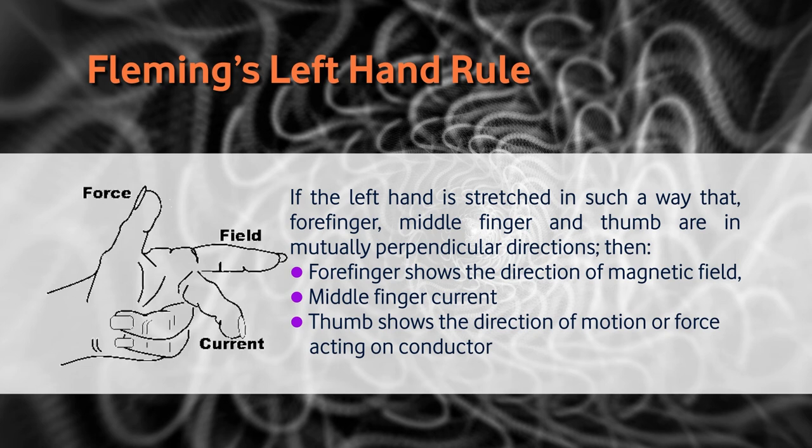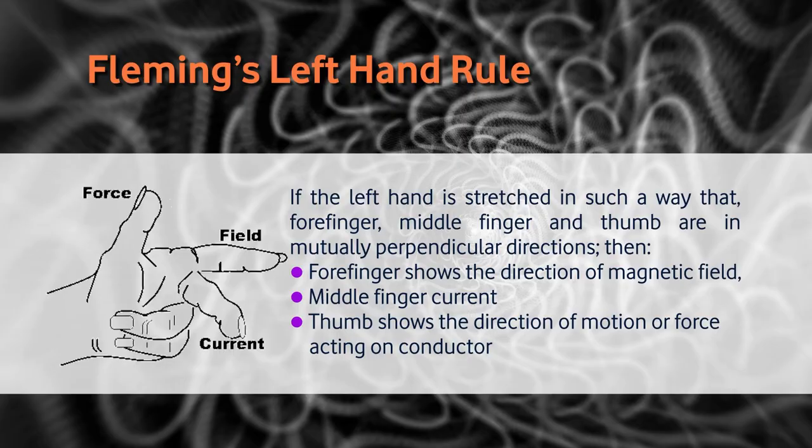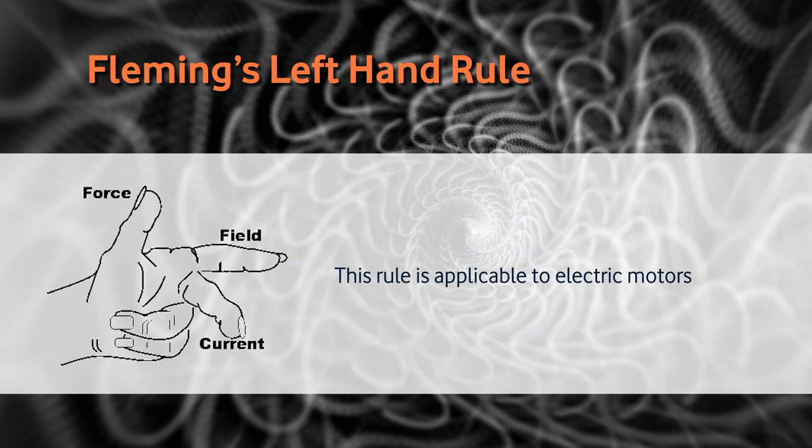What this rule suggests is that if you stretch your left hand in such a way that your forefinger, middle finger and thumb are mutually perpendicular to each other, like this, this one, this one. If this is the situation, then the forefinger will show the direction of the magnetic field, the middle finger shows the direction of the current, and the thumb shows the direction of the motion or the force which is being applied on the conductor. And this rule is also applicable to electric motors.